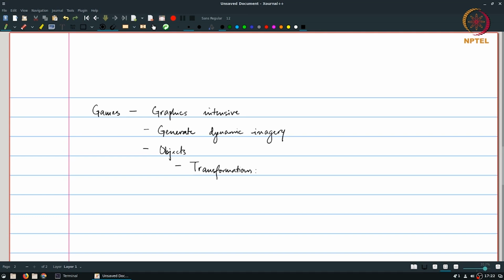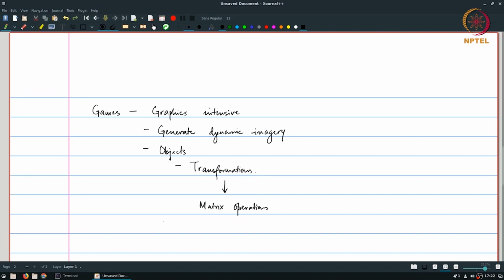You need to be able to visualize the scene from the viewpoint of the human being and appropriately modify it, transform it, etc. in real time. Now, what are these transformations? That is largely matrix kind of operations.